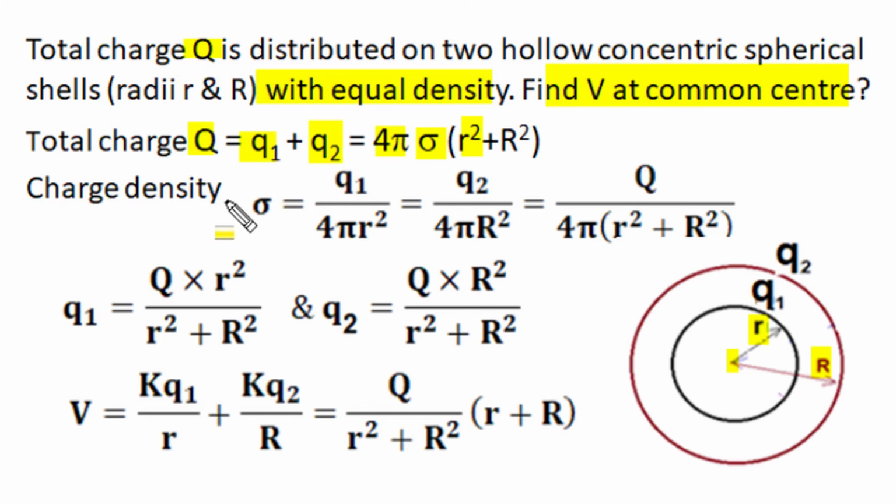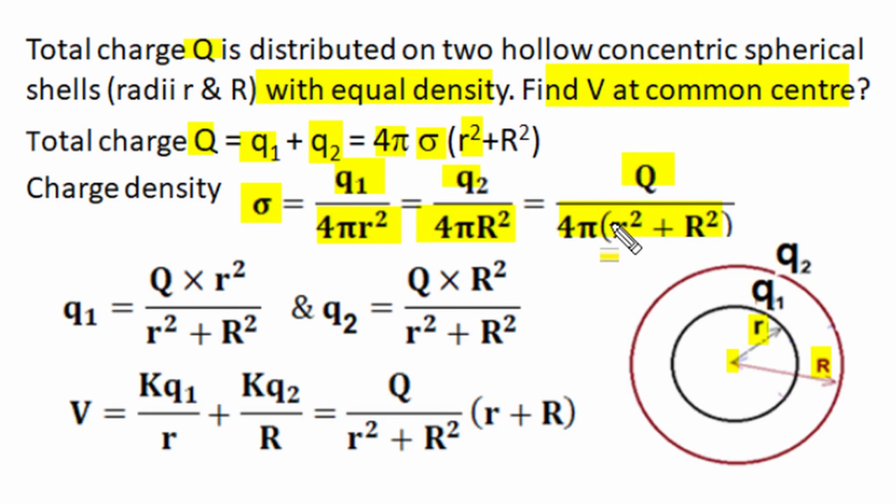Now we can write the surface charge density on the smaller spherical shell of surface area 4 pi r square with charge Q1. Similarly, the bigger shell has radius capital R, surface area 4 pi R square, and charge per unit area is the identical charge density. And if we add the two charges, then the total charge divided by the total surface area of the smaller shell and bigger shell becomes the common charge density.